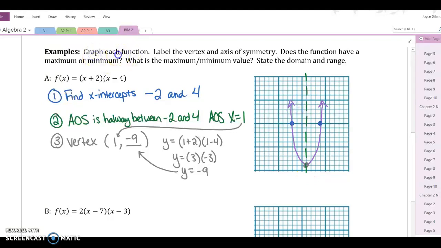Okay, graph the function, done. Label the vertex and the axis of symmetry. You probably have that information shown in your work. You don't need to write it on the graph again. That's good enough.